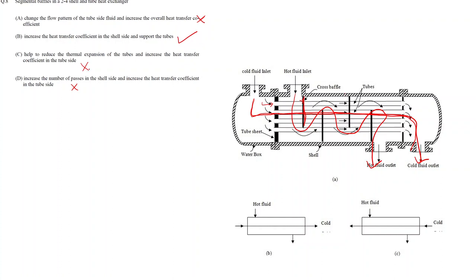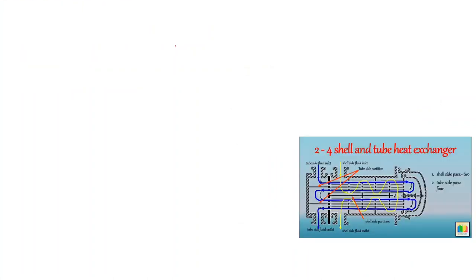And similarly, in option C, we have been given that it helps in reducing the thermal expansion of tubes. So that is also an incorrect option. And in option D, we have been given that it increases the number of passes in shell side and increases the heat transfer coefficient in tube side. So this tube side flow won't be affected and the heat transfer coefficient will remain the same no matter whether we have baffles or not. So the last option is also incorrect. So from the given options, we have option B as the correct one.